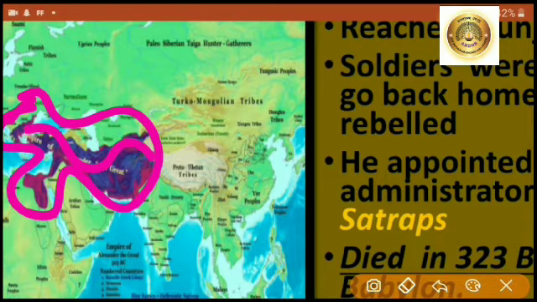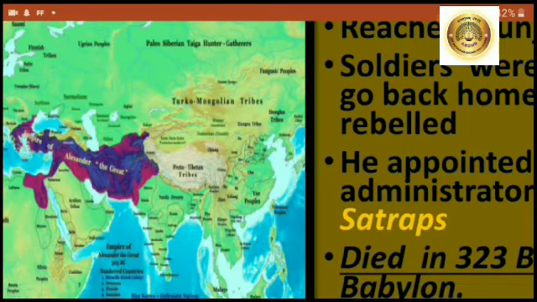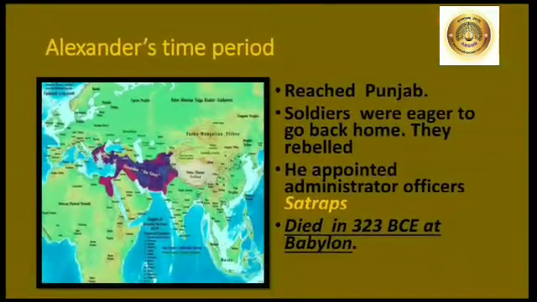Through this whole journey, his soldiers actually wanted to go back to their home. They missed their family. So they rebelled against Alexander and he was forced to turn back. But while going back, he appointed Greek officers to administer, or we can say to control, the area which was conquered by Alexander. Those officers were known as satraps. When Alexander was returning, he died in 323 BCE at Babylon, that is in Iran.